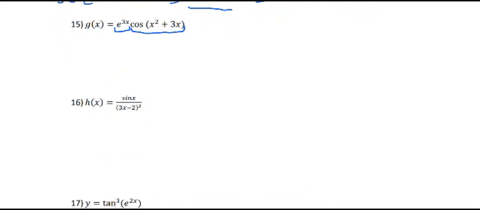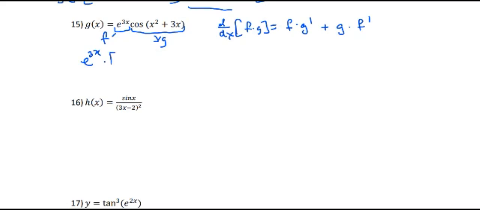Okay. So the product rule again says, if this is our f and that is our g, if you're taking the derivative of f times g, you just want to say f multiplied by g prime plus g multiplied by f prime. So f multiplied by g prime, well, this is going to be e to the 3x multiplied by g prime.